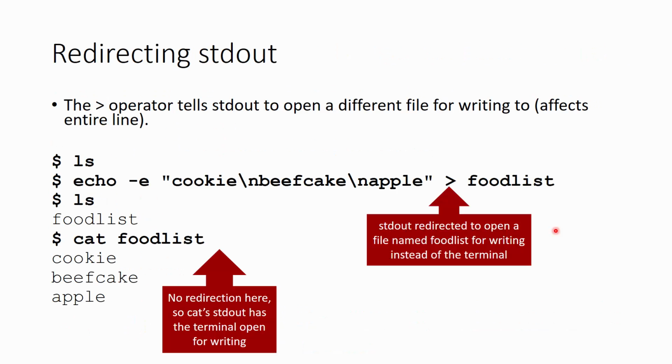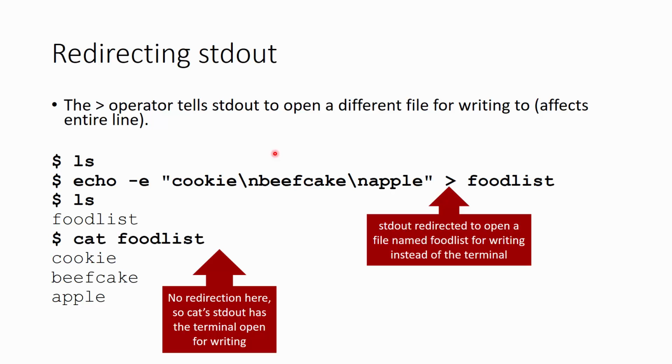All right, let's look at redirecting now. That is done with this operator. This is the open alligator eats. This is the greater than pointing to the right operator. However you call it, this little angle operator tells standard out to instead open a different file for writing to. And this is going to affect the entire line. So this modifies standard out to point to a file instead of pointing to the terminal.